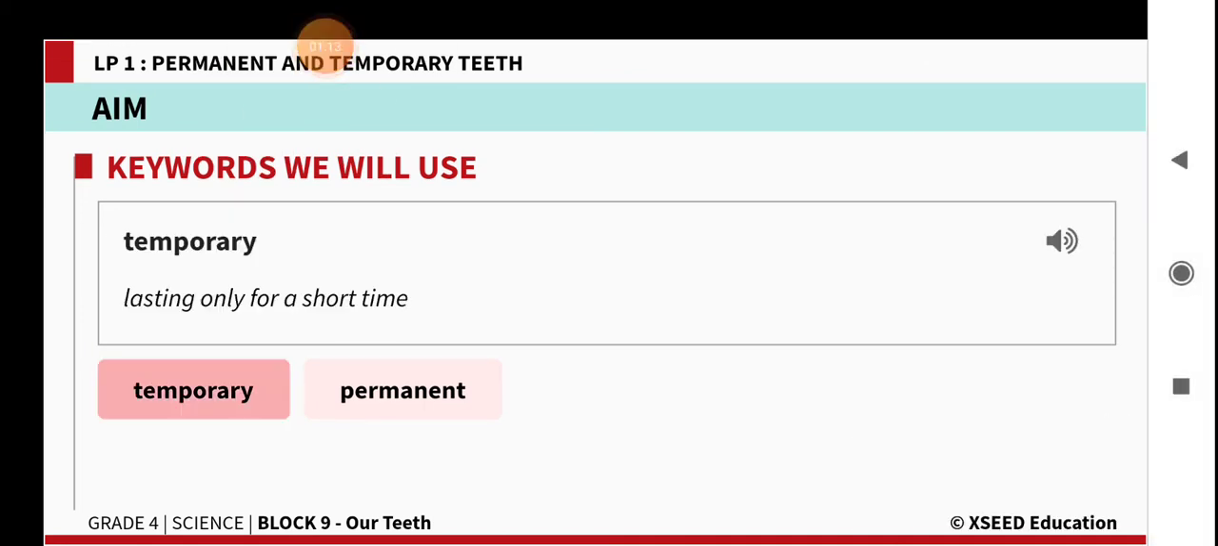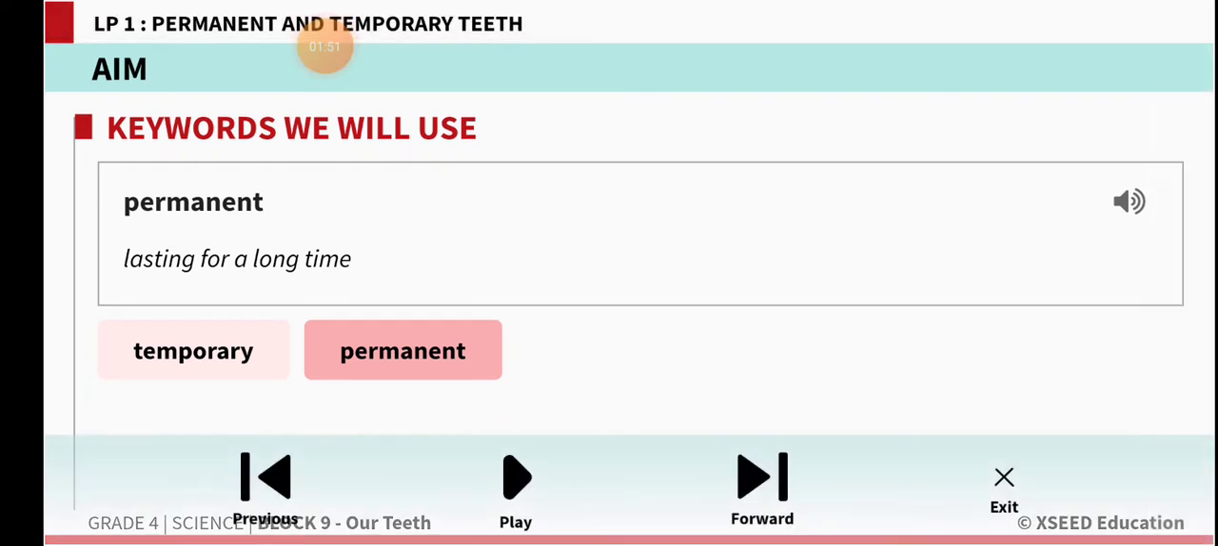Temporary means lasting only for a short time. Anything which lasts only for a short time is known as temporary. And the next word, permanent. Permanent means lasting for a long time. If anything stays for a long time, it's known as permanent. Okay, so these are the two new words you are learning in this chapter.